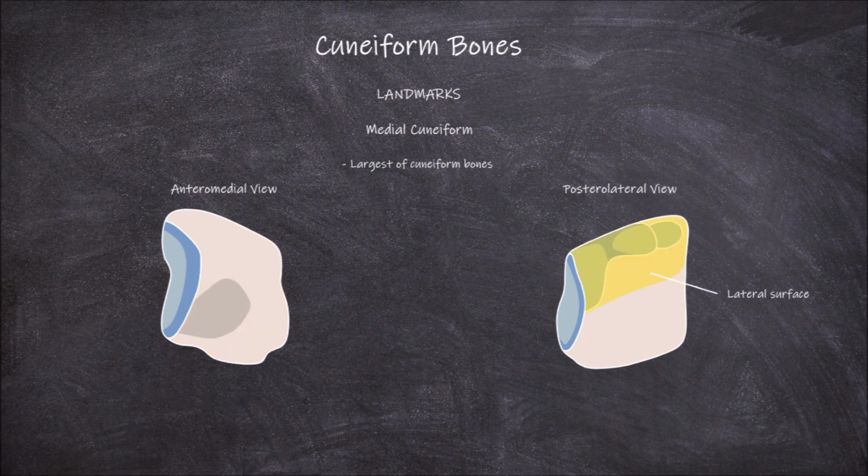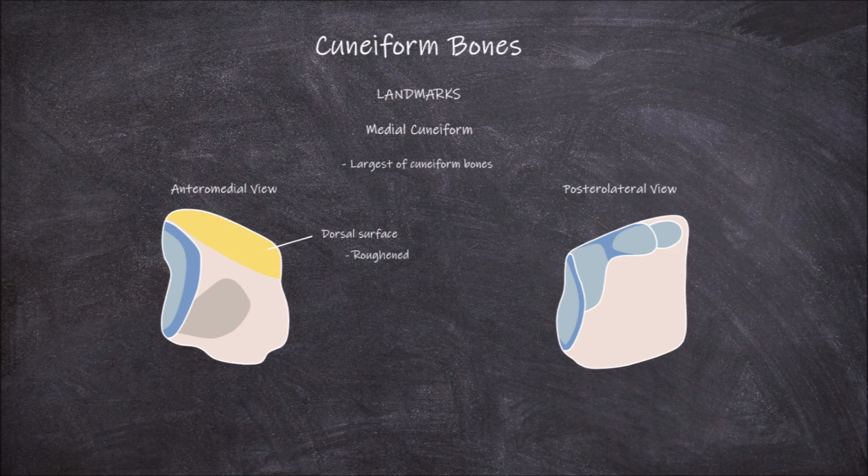This surface has 2 facets for articulation with other bones. Proximally on this lateral surface is a facet for articulation with the intermediate cuneiform bone. Distally on this surface is a facet for articulation with the second metatarsal bone. The third surface is the plantar surface. This surface is roughened for ligament attachment. The fourth surface is the dorsal surface, which is again roughened.